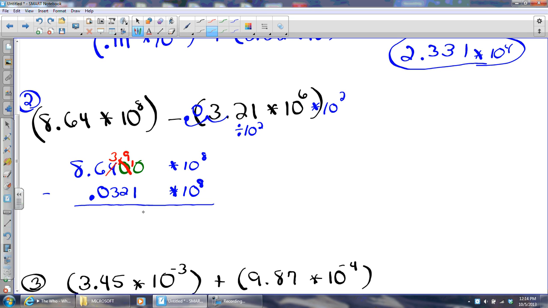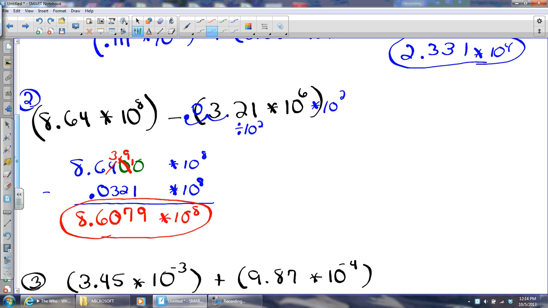Now I'll do 10 minus 1 is 9, 9 minus 2 is 7, 3 minus 3 is 0. Bring down the 6, bring down the 8, times 10 to the 8th. And there you go. Pretty easy.